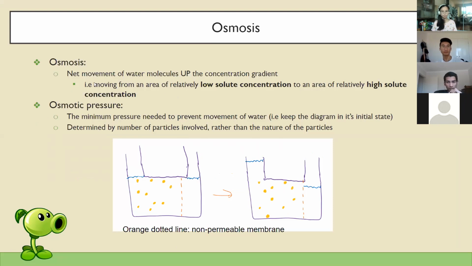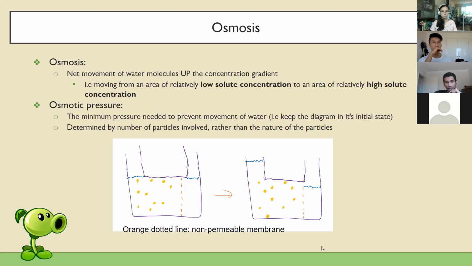So osmosis is the net movement of water molecules up the concentration gradient. The concentration gradient refers to the concentration of the solutes. If you put it in terms of the solvent, it would still be moving down the concentration gradient. Just fun facts, I guess. And then osmotic pressure is the amount of pressure that you need to stop the movement of water.